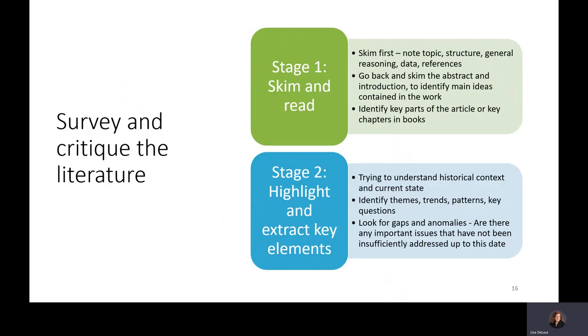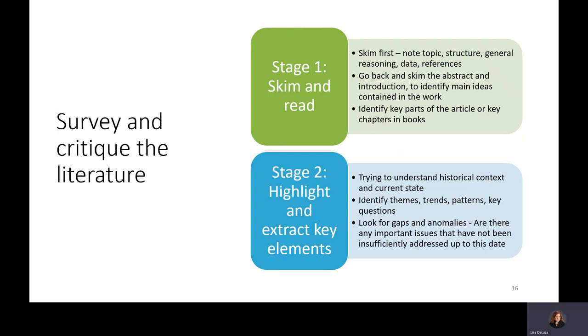Okay, now back to your lit review. We're going to outline 3 steps once you've located the journal articles that you want to use. Stage 1 is skim and read. Do that a few times, see how the article's constructed.